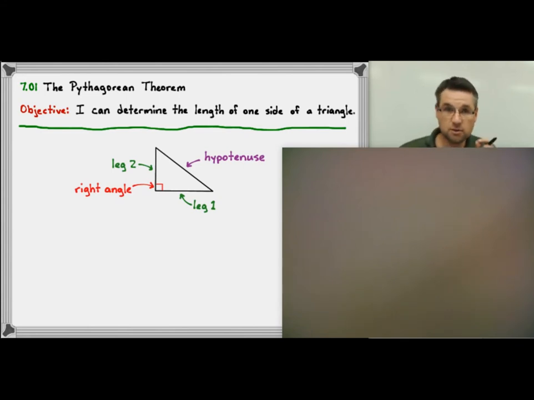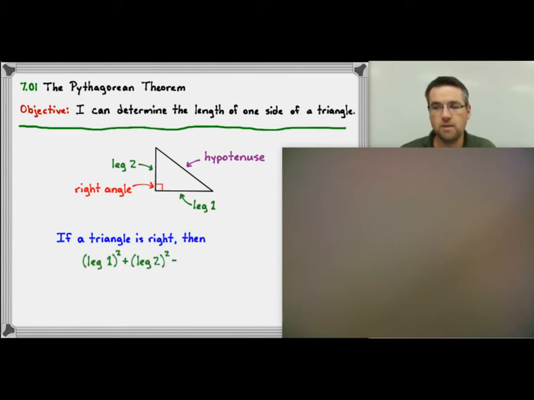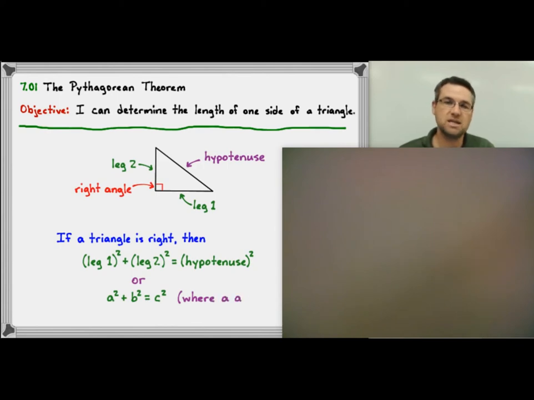Okay, the Pythagorean theorem says this, okay? If you have a right triangle, then we know that this equation is true, that leg 1 squared plus leg 2 squared will always equal the hypotenuse squared. Leg 1 squared plus leg 2 squared always equals hypotenuse squared. Now, somewhere in the past, you've probably been introduced to this idea of a squared plus b squared equals c squared. That's the Pythagorean theorem.